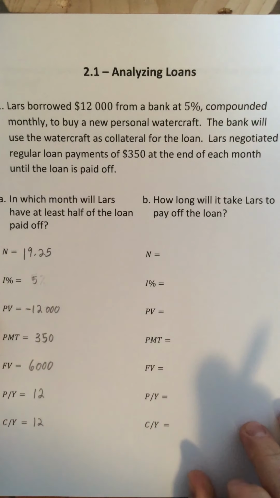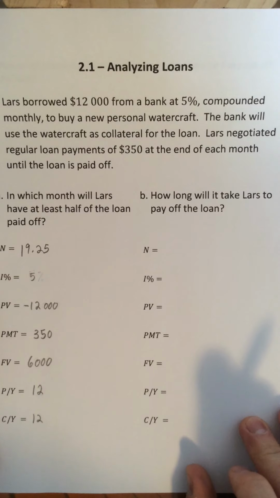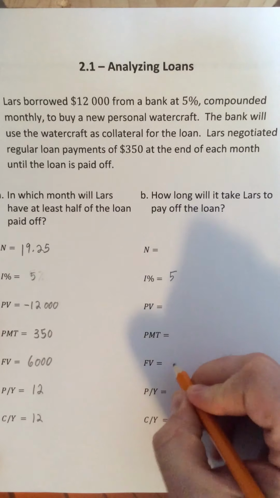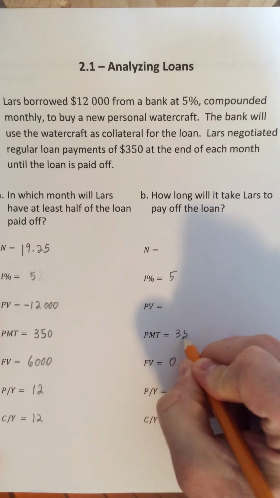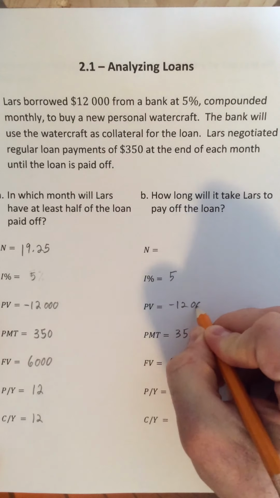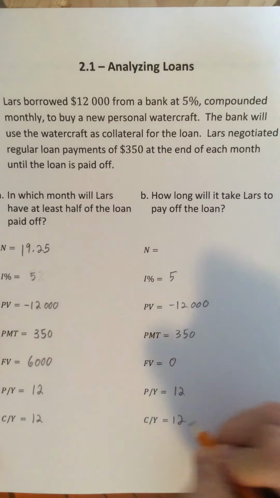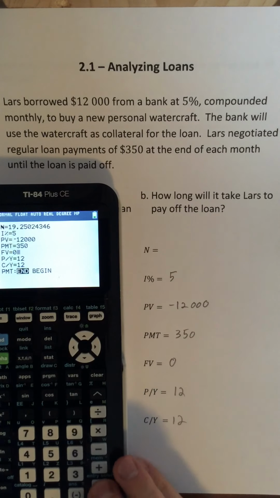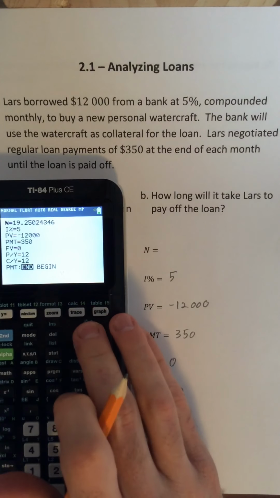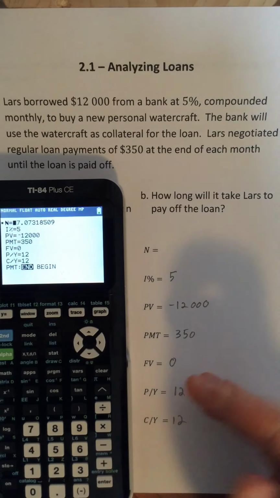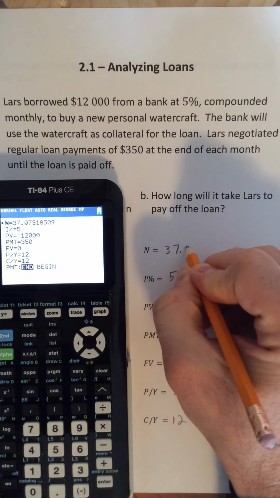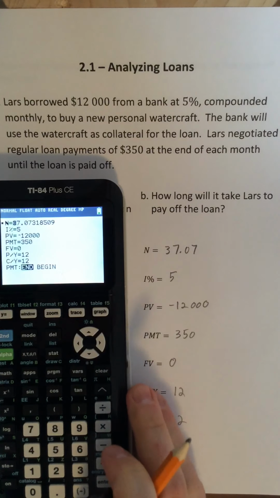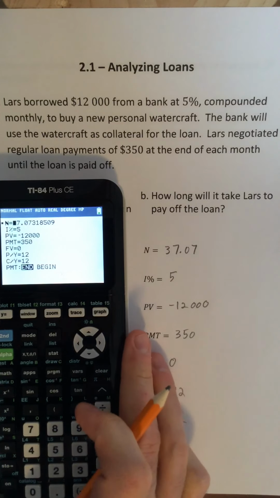If we look at the second part of the question, B says, how long will it take Lars to pay off the loan? Well, the only difference with this question is that the future value is going to be 0 because the loan is going to be completely paid off. So all the other numbers except for N will be the same. If we leave those and change the future value to 0, highlight N and press alpha enter, we get 37.07. So it's going to take approximately just over 37 months. So in the 38th month, it'll be completely paid off.